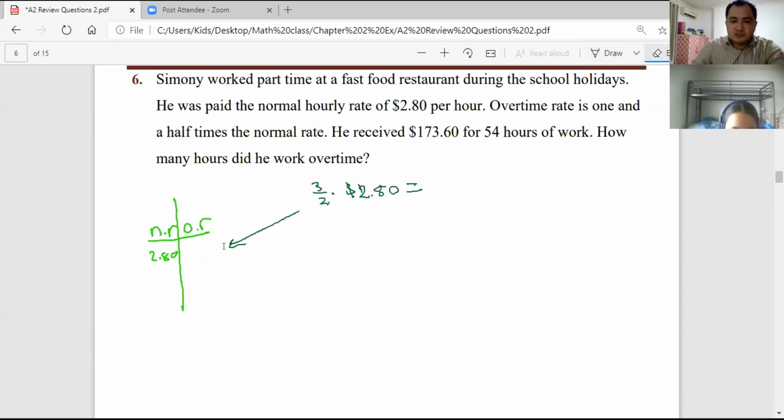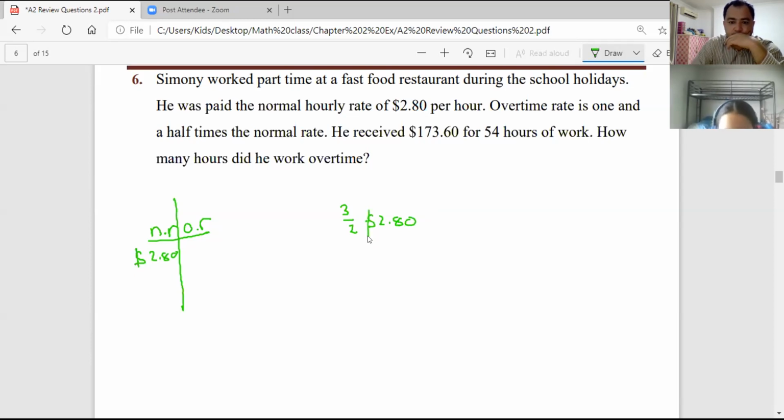Now, what is 3 over 2 times 2.80? Can you do this? Yeah. 3 over 2 times 2.80, that's the decimal. Put all the dollar signs so we don't get confused. Also here, also here.